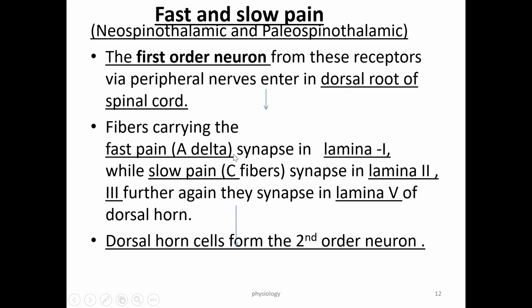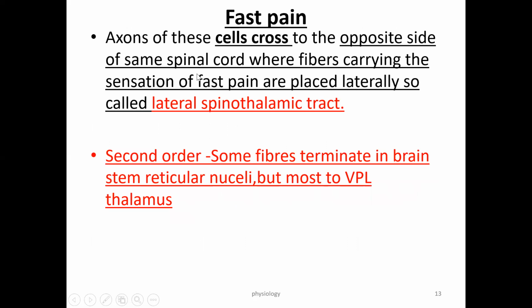While A delta fibers synapse in lamina 1, just now I have shown you the diagram of the laminae, slow pain type C fibers synapse in lamina 2 and 3. Then they enter lamina 5 of the dorsal horn. So just remember: fast pain lamina 1, while slow pain lamina 2 and 3. Then from here the dorsal horn cells form the second order neuron, and they cross immediately.